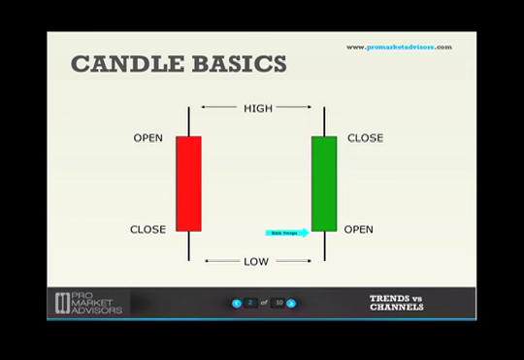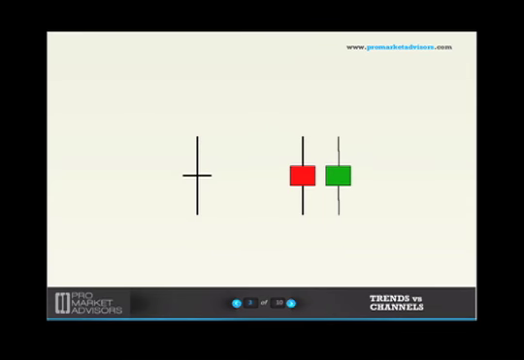Likewise, if it's a green body, it's just the reverse. It means it opened at the bottom and closed at the top. So as you can see, the four data points that we get are the open, the high, the low, and the close, all captured in one part of the chart. Now, as Shawn was alluding to a moment ago, we're going to categorize these into some key categories. The first is going to be the category of indecision.